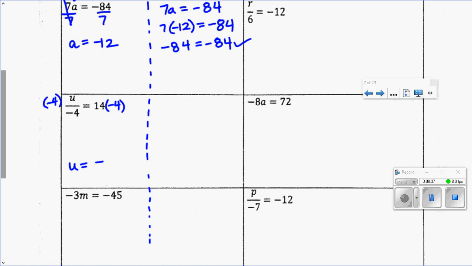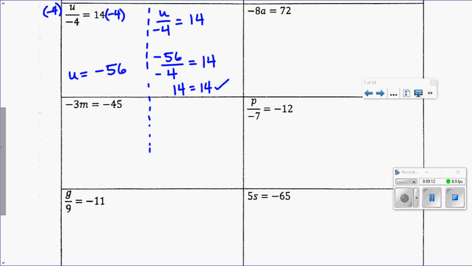Okay, go ahead and do 14 times negative 4, and you get negative 56. Okay, copy down the original problem. U divided by negative 4 is positive 14. And u is negative 56, so I rewrite it exactly how it is, except I write negative 56. And is negative 56 divided by negative 4 positive 14? Yes, it is. Okay, make sure you're actually plugging that into your calculator. Okay, go ahead and try the next two. Try those two on your own.